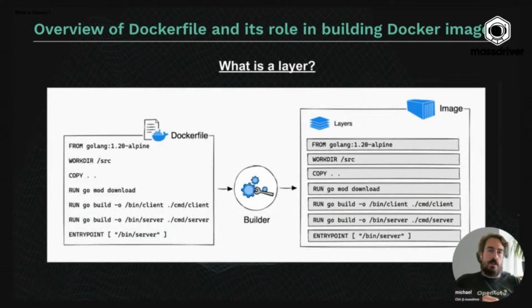Let's briefly talk about layers in Docker. This image here illustrates how a Dockerfile is transformed into a container image made up of layers. Each instruction in the Dockerfile corresponds to a layer in the final image. The order of these instructions is important because Docker builds the image step by step, creating a new layer for each command. These layers are cached, meaning if nothing changes in the earlier steps, Docker can reuse existing layers, making builds faster. Understanding this layering system helps you optimize your Dockerfile for more efficient builds. We'll dive deeper into how you can take advantage of this in a little bit.